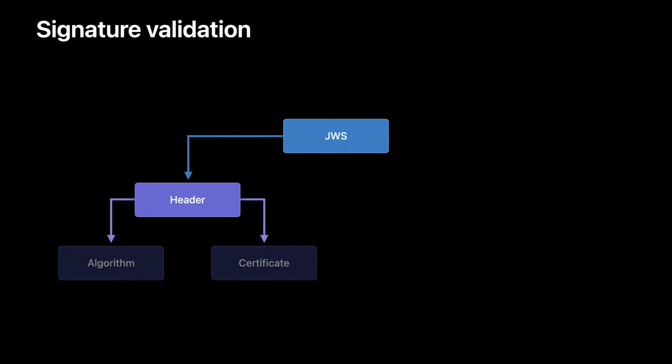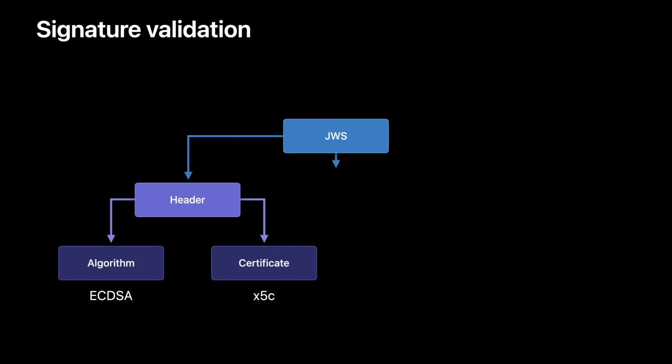JSON web signature is comprised of three parts. The first is the header, which contains metadata about the object. This contains crucial information such as which algorithm is used for signing and where to find the certificate used to validate the signature. StoreKit 2 currently uses an ECDSA algorithm, which is supported natively in Swift with CryptoKit. For the certificate, StoreKit 2 uses the X5C header, which indicates that the entire certificate chain is included in the JWS data. This means that no internet connection is necessary in order to validate these JWS signatures.